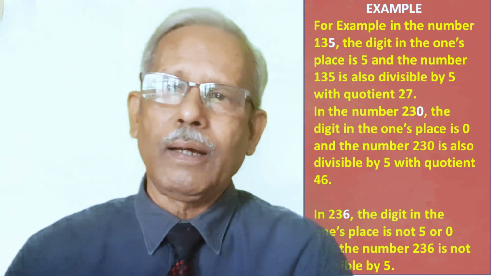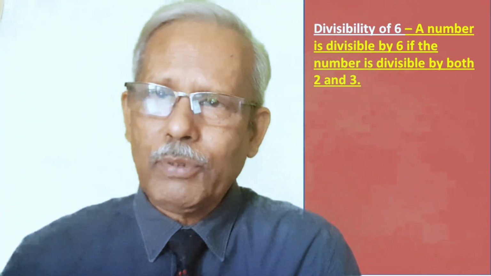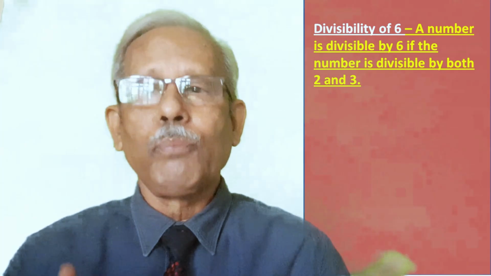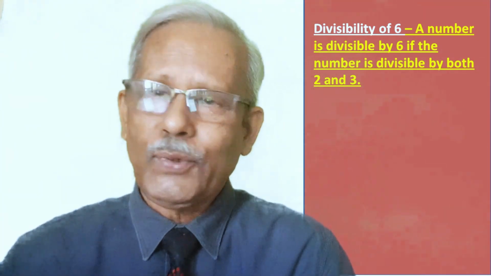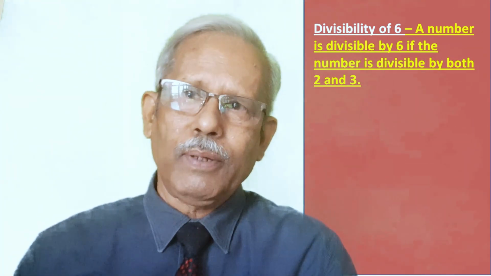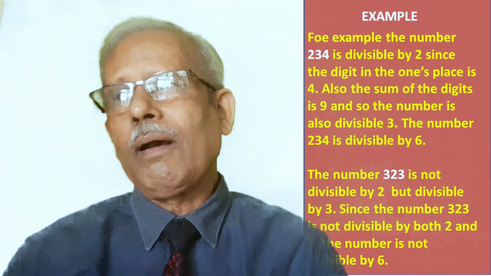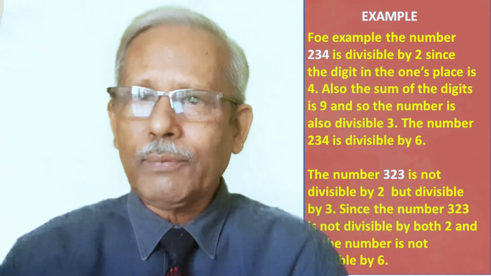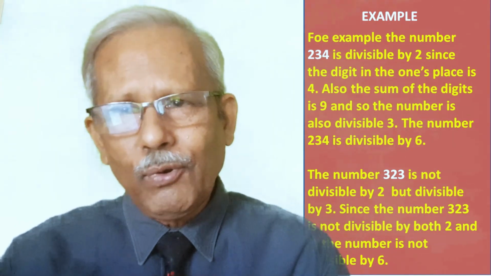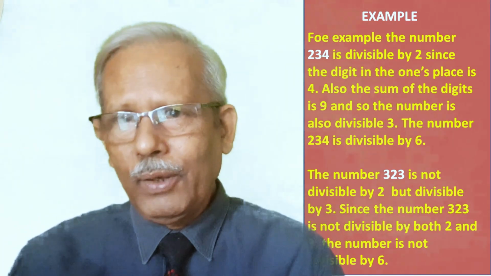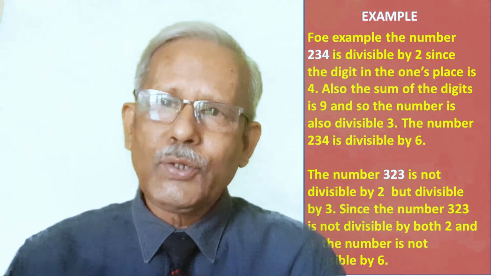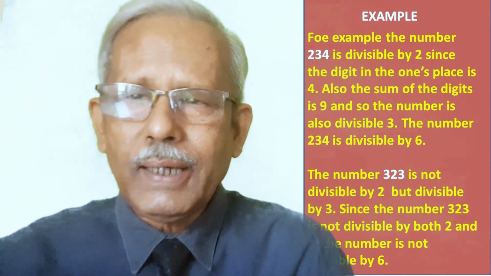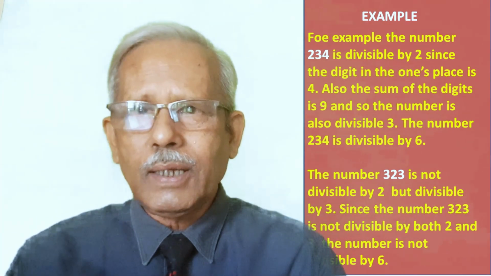Now let us see the divisibility of the number 6. A number is divisible by 6 if the number is divisible by both the numbers 2 and 3. So you have to check for both the numbers. For example, if I take the number 234, the digit in the ones place is 4, that is even, and we know if the digit in the ones place is even, it should be divisible by 2, and indeed it is divisible by 2.